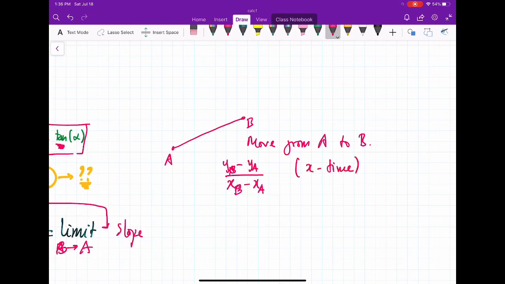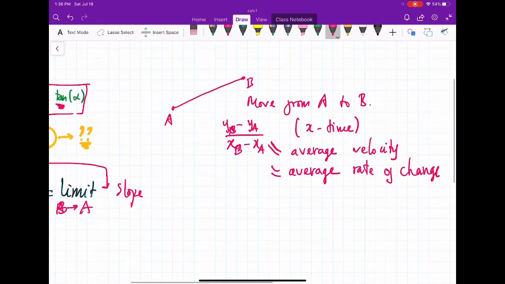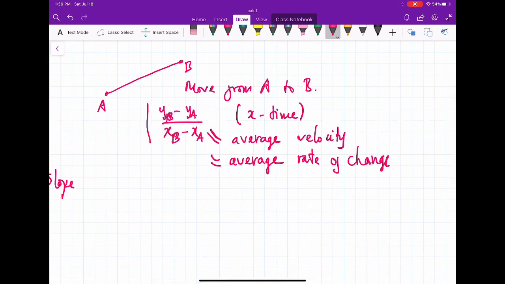So this is nothing but the average velocity. Is it correct? Or sometimes we say that is the average rate of change. That means you use this formula to find the slope of the straight line passing through A and B. But in some applications, that is the average velocity of the movement from A to B, or that is the average rate of change. Because on the top, you can see the change in Y divided by the change in X. So that is the rate of change. Makes sense? And that is the average rate of change.